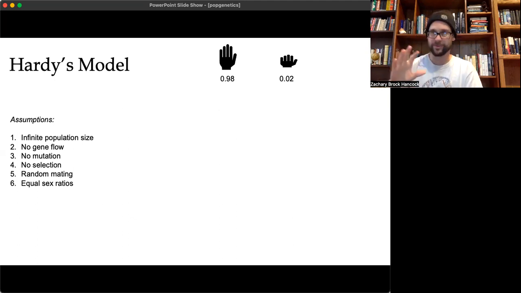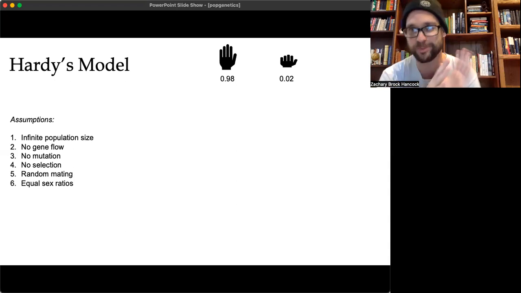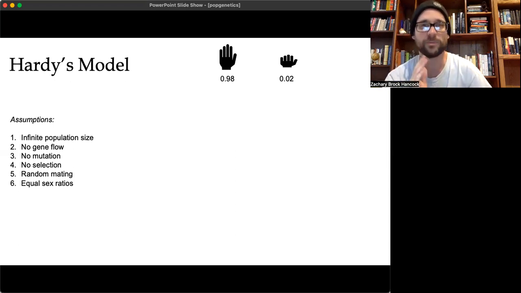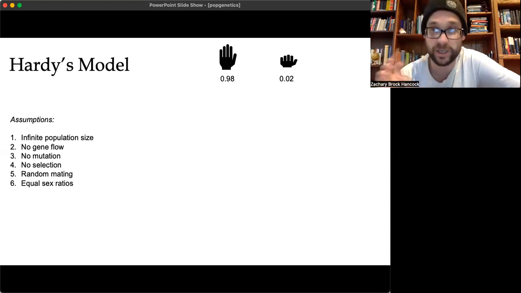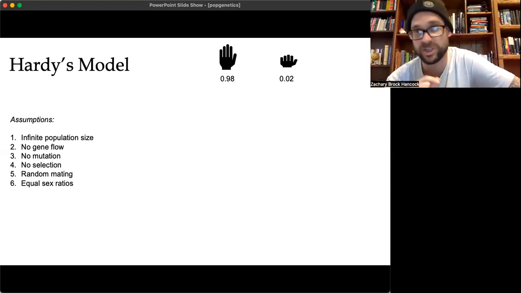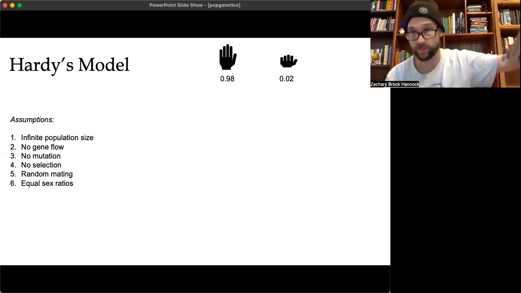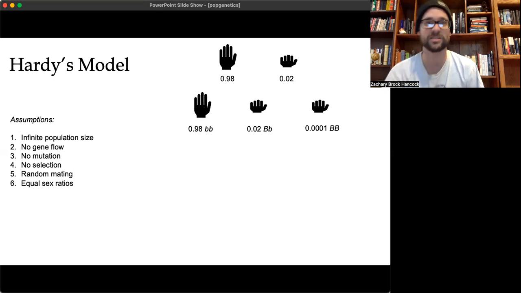And I just made up some numbers for this. So these are not the actual proportions of brachydactyly in human populations, okay? I just picked these numbers because the math is very simple and straightforward. So let's say 98% of the population has the normal phenotype, and 2% are brachydactylous. Obviously, that is not the real number. It's way, way more skewed than that. But let's say that's the case.